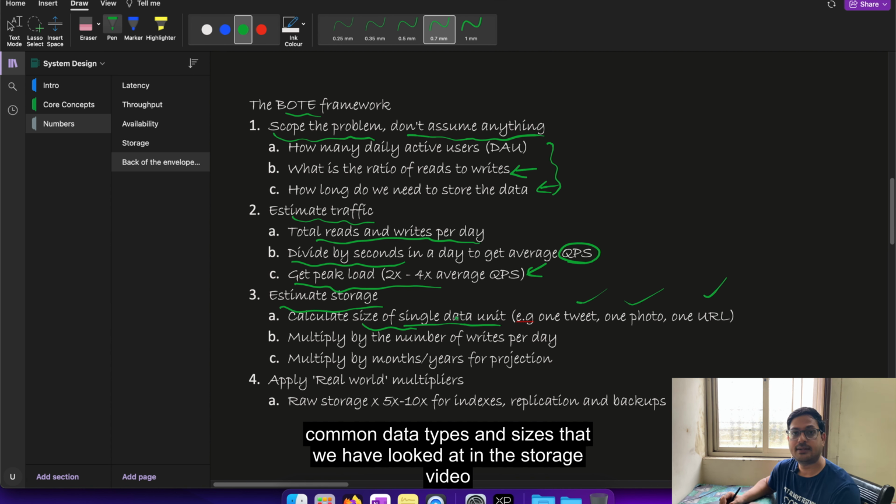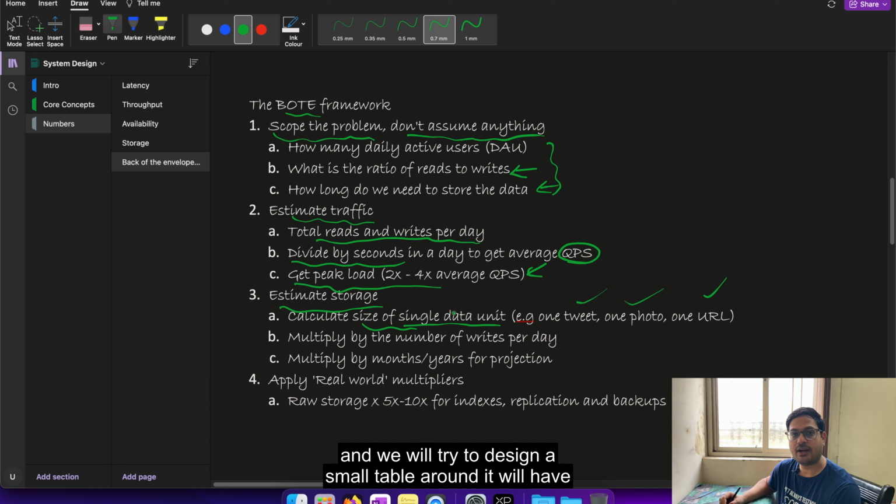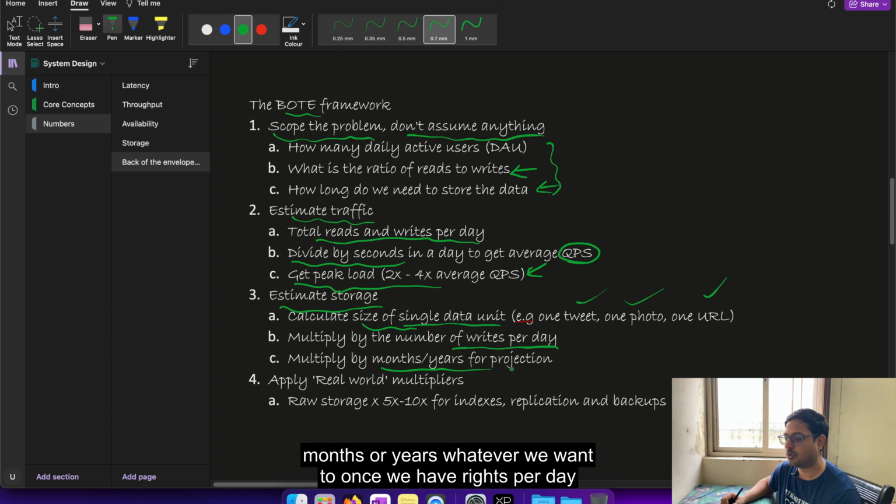We will make use of the common data types and sizes that we have looked at in the storage video, and we will try to design a small table around it. We'll have an ID column, we will have, let's say, the URL that is holding something, we'll have a timestamp, and so on. So for each row, what is the size of the record that will be required per record, right? That will be the size of the whole record, and we will multiply it by the number of writes per day. That is how we get the size required per day, and then we can project into months or years, whatever we want to, once we have writes per day, right? So this is how we get the entire storage of the system.